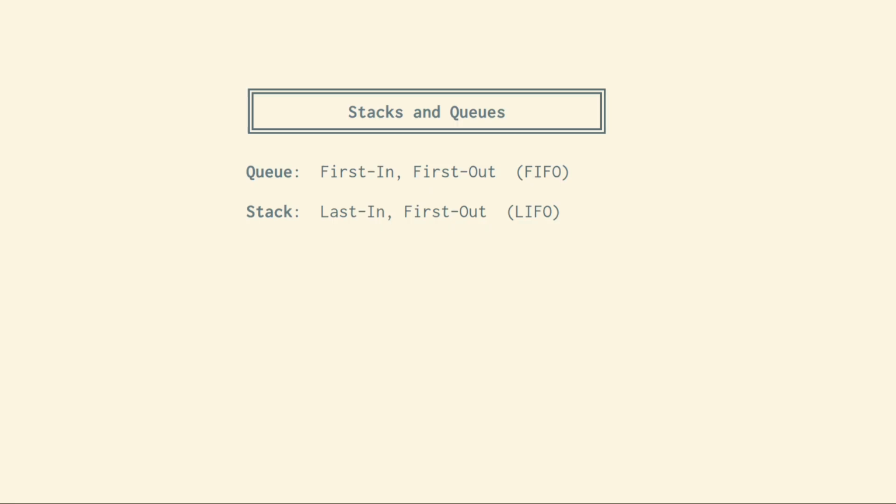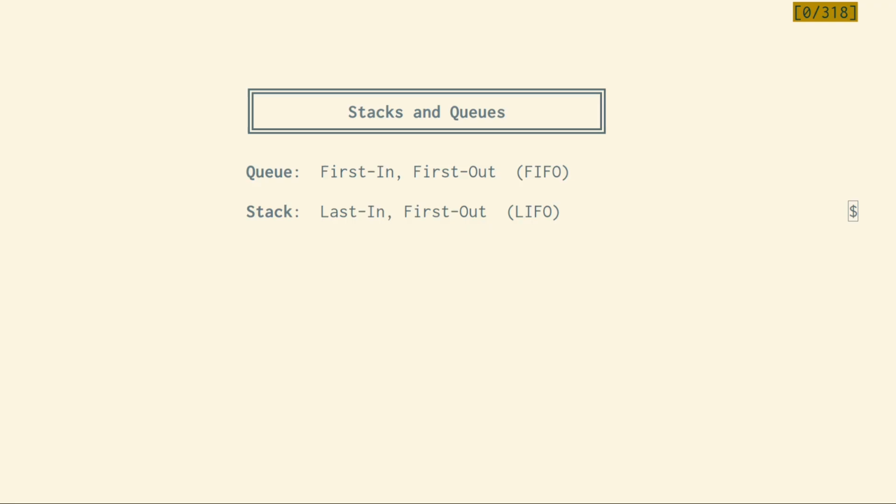Let's talk about stacks and queues and how to use them in Python. In computer science, stacks and queues are data structures that are optimized to make it inexpensive to remove either the most recently added item or the least recently added item.